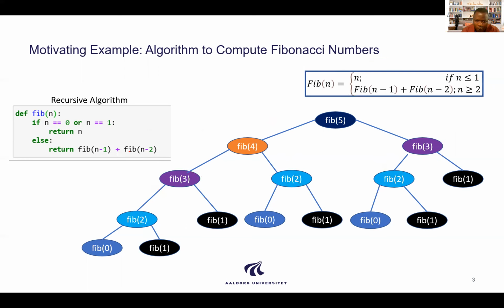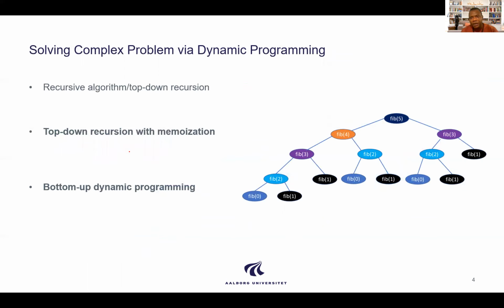So let's see what tools are applicable. What we have seen in the last slide is a recursive algorithm, or what I could call a top-down recursion, where you start from the larger problem and successively progress downwards until you reach the base cases for the particular problem. The base case for this fib problem is fib of 0 or 1.